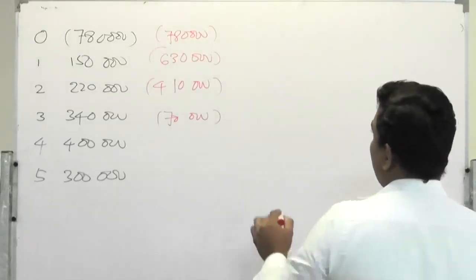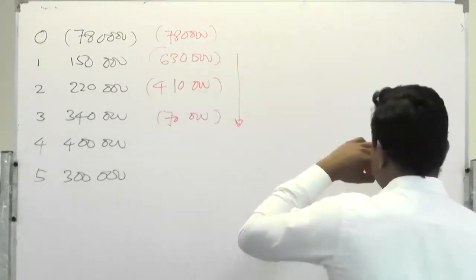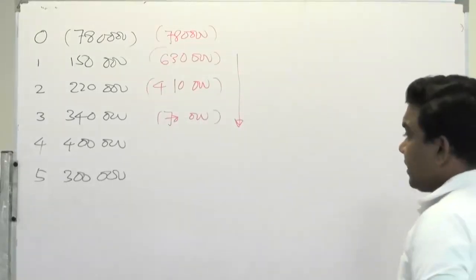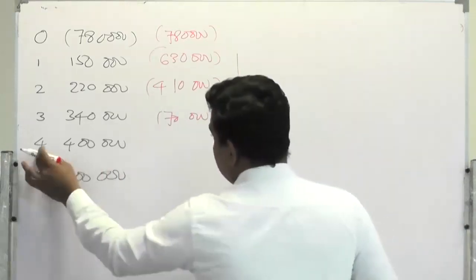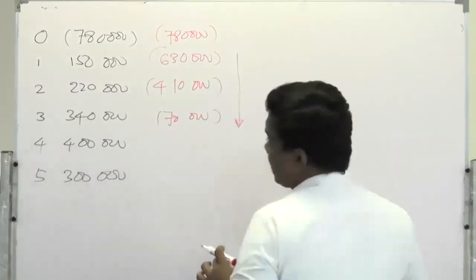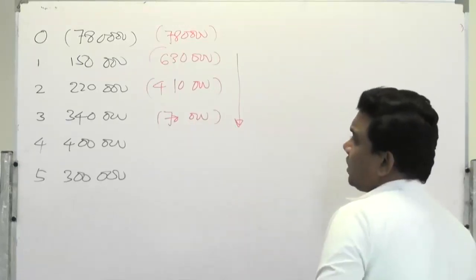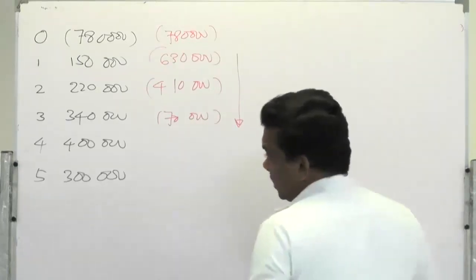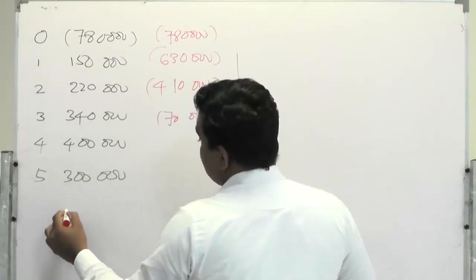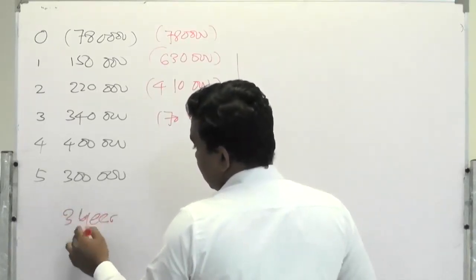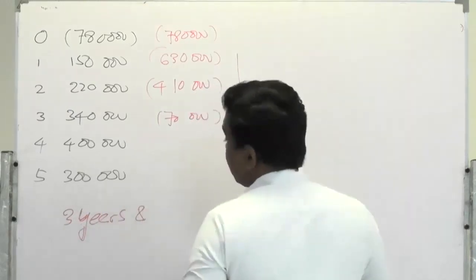That means you already completed 3 years, but you have to recover another 70,000. Therefore, in the fourth year you can earn 400,000. Therefore, no need to spend the entire fourth year to recover 70,000. Therefore, the payback period will be 3 years, right? 3 years and a number of months.